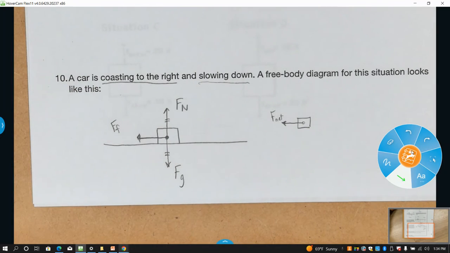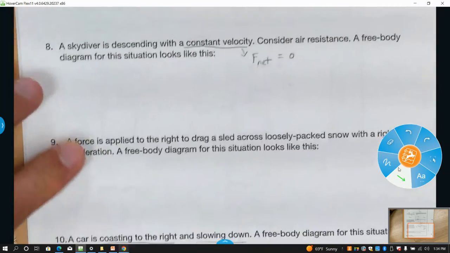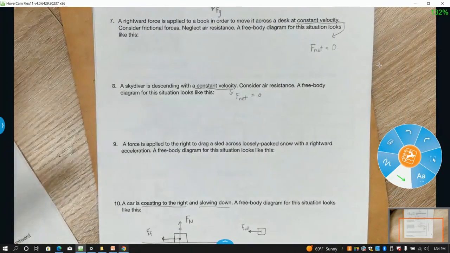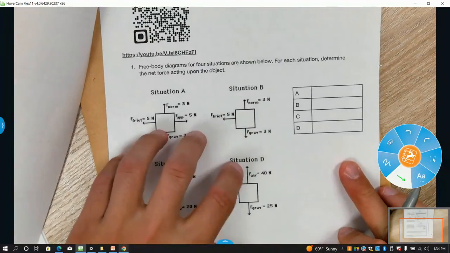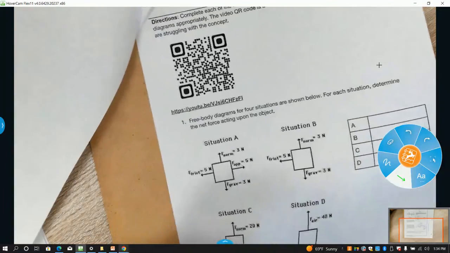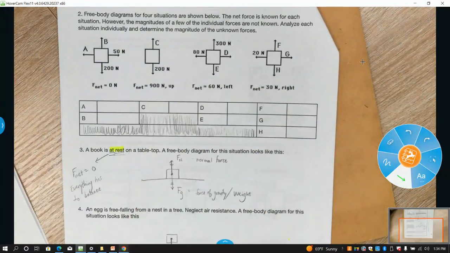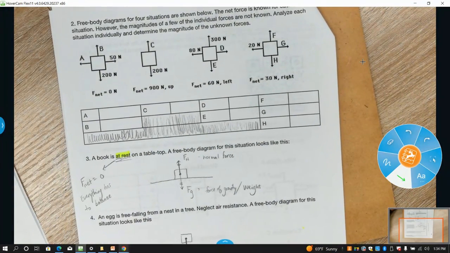All right? So you guys are to do numbers 7, 8, 9 for homework, which you have time to do in here. And then you have the front side, which you should be very familiar with how to do. All right? And then these problems here. Understood? All right. Very good.